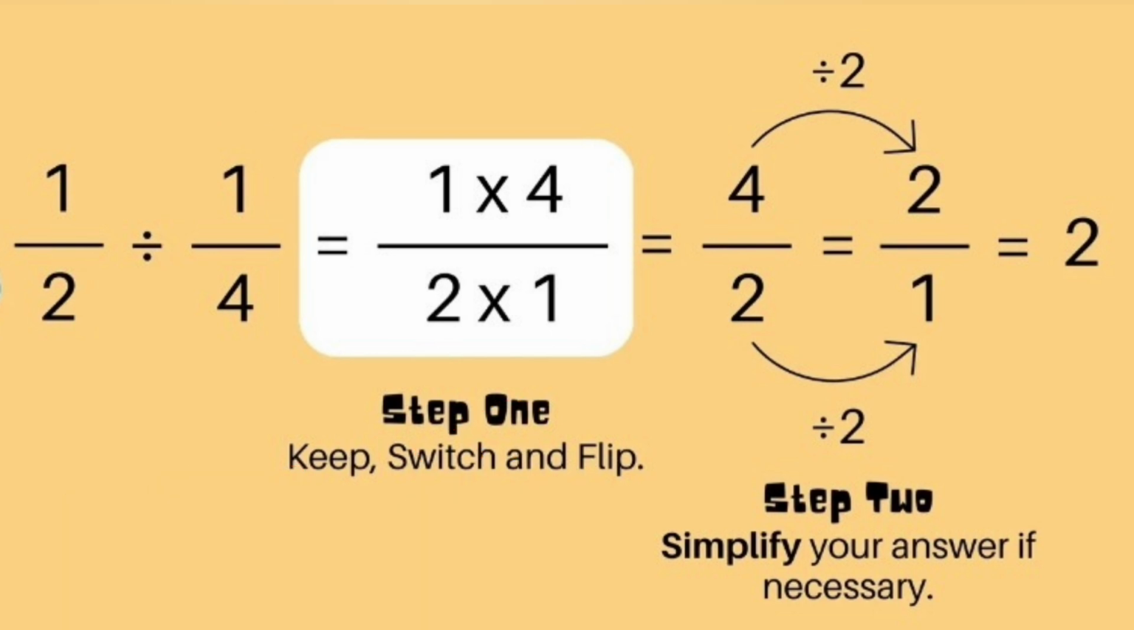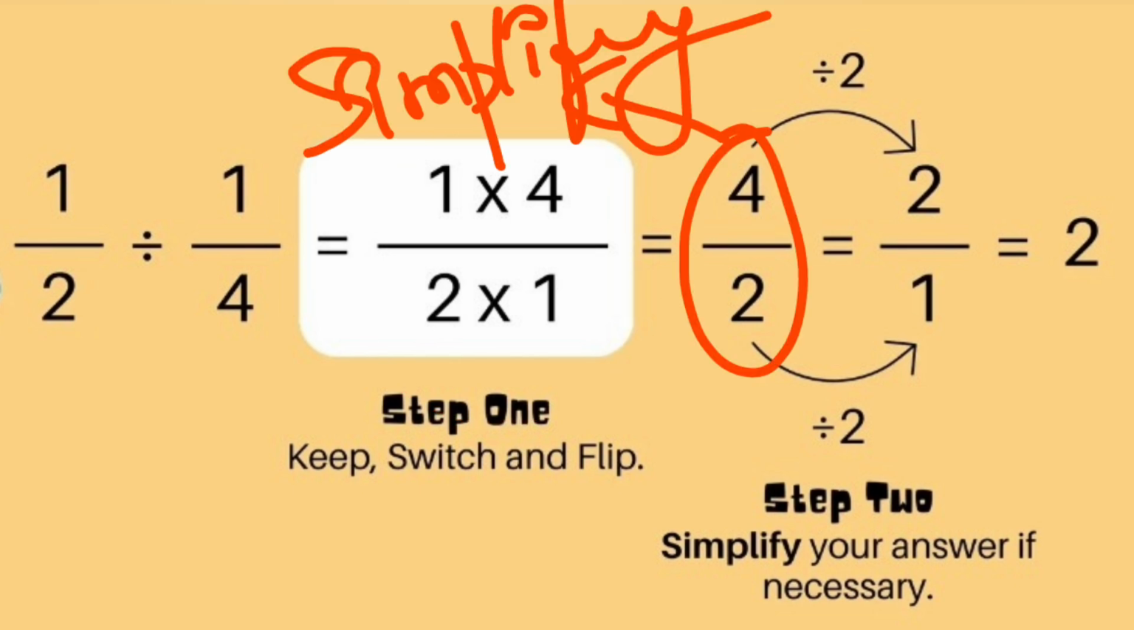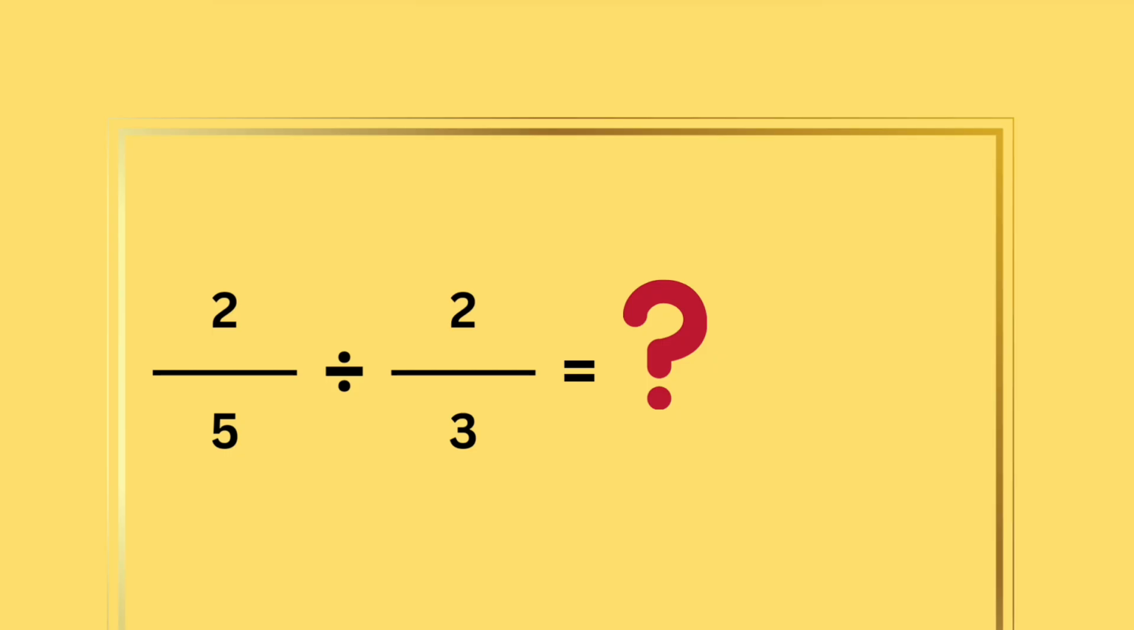Then we have to multiply. 4 ones are 4, 2 ones are 2, 4 by 2. Then it is further divisible by 2. So the answer is 2 by 1, which is equal to 2. Okay, it's very easy. Okay, let's solve another example.